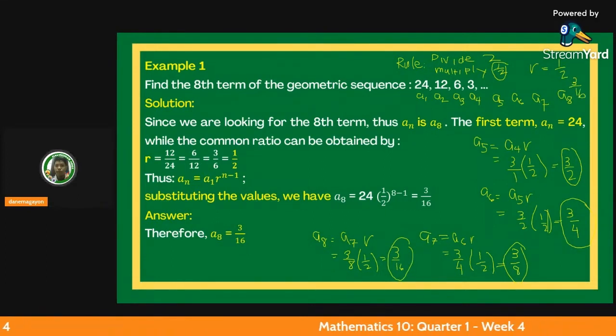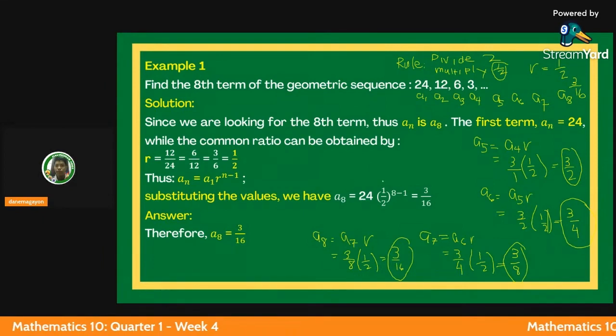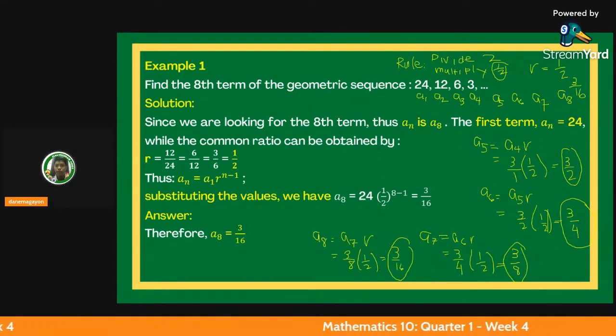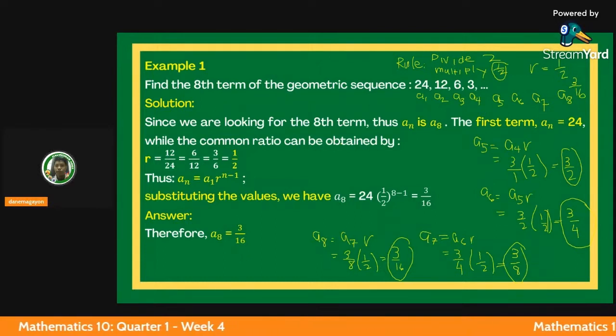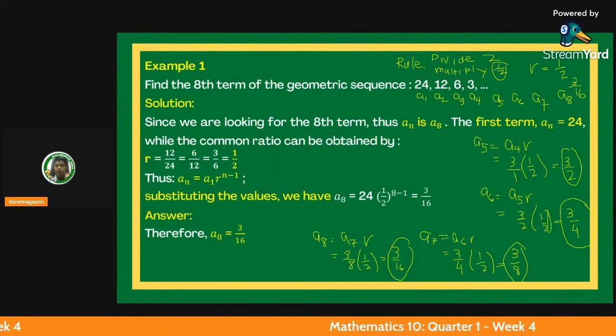Kasi for this example, we need to find the value of the 8th term of the sequence. Yun yung magiging solution natin if we will try to identify a sub 8 manually. So, gagamitin natin yung principle ng rule or idea of setting rule, and we use the concept of the common ratio to generate the next term of the sequence.